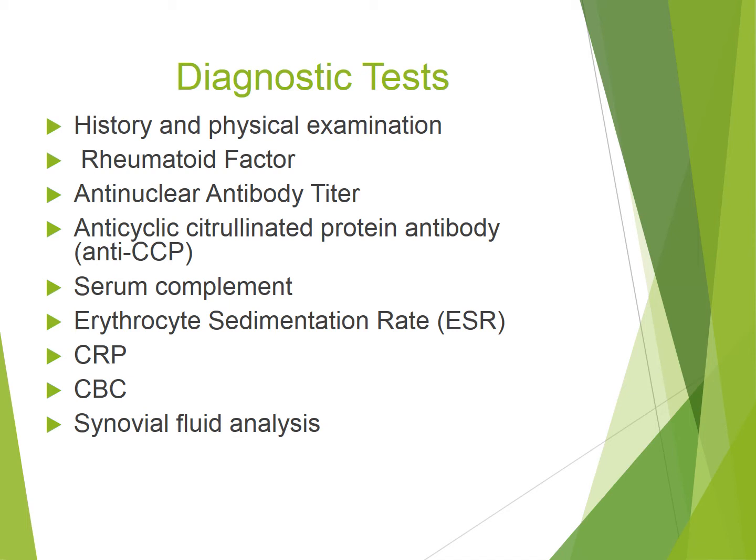So basically it is an antibody that is found in patients that have rheumatoid arthritis, okay? A level greater than 20 suggests a high probability that the patient has rheumatoid arthritis. So this is kind of a specific test versus the ANA. This is a more specific test for rheumatoid arthritis, okay?